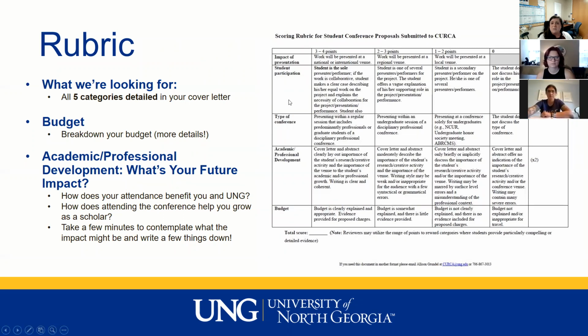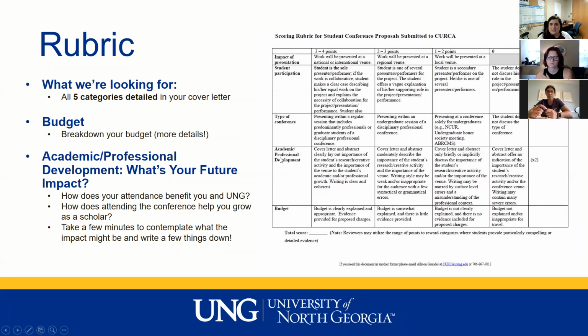Then you have student participation. So they're going to be looking at, are you an equally collaborating author in a group? Are you the sole individual author? What was your role? The next one is the type of conference. So are you presenting at a conference that's for professionals? Are you presenting at a conference that's just undergrads only? Please mention that. And a lot of the times, if you're wondering where you can find this information, the conference website itself should list what type of conference it is and who will be presenting at this conference. And most of the time you can find that information there.